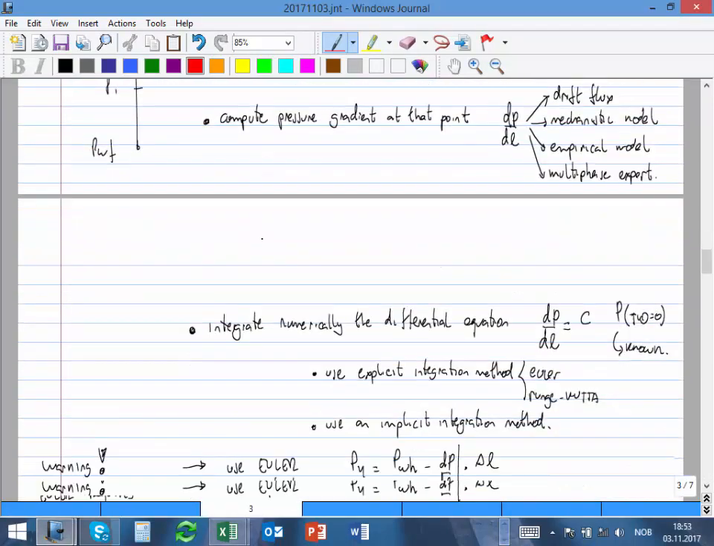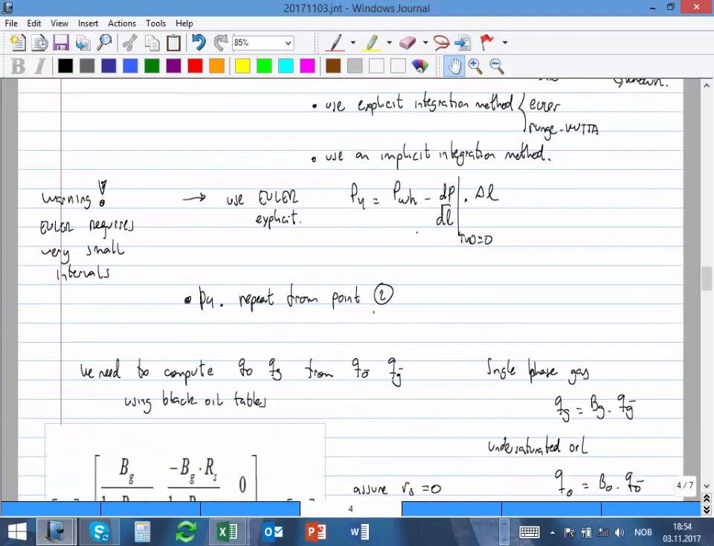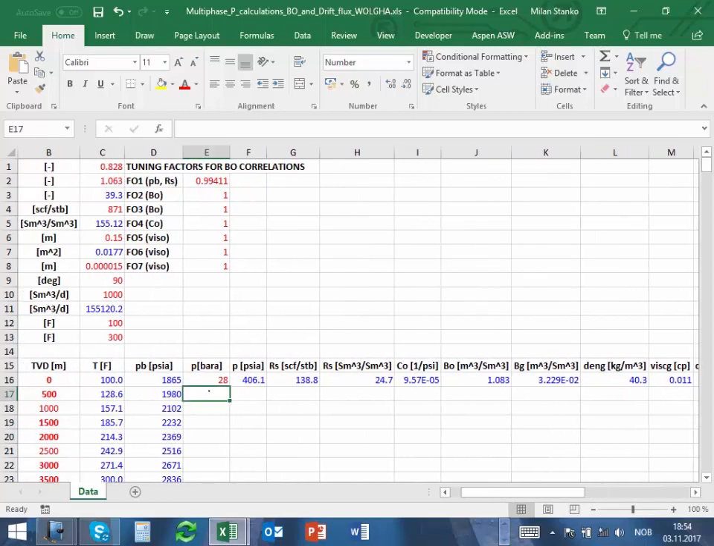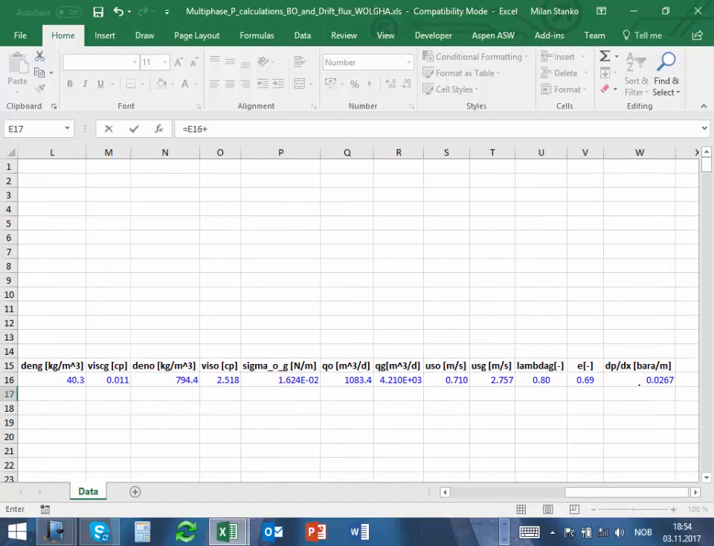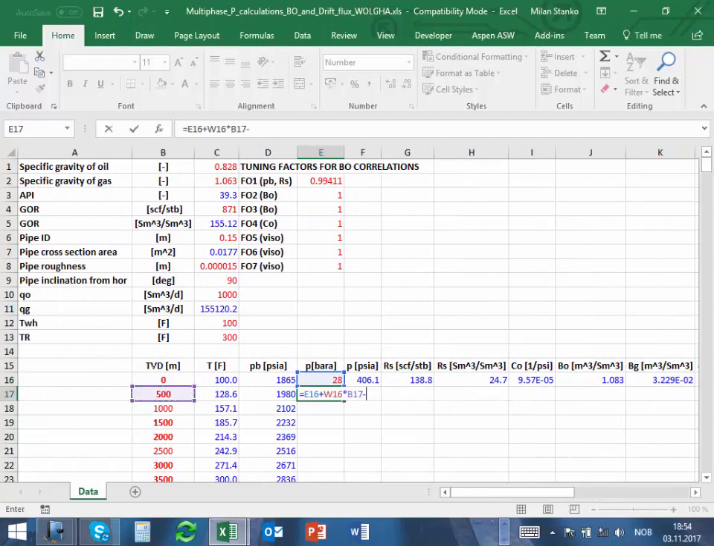We go to the next step, which was to integrate numerically the differential equation. Sounds like a very scary word, a very scary step, but actually it's just using this equation. The pressure of the point below will be the pressure of the point above plus dp dx times the distance between these 2 points. So let's do it. The pressure below will be the pressure above plus the dp dx times the difference between this one minus this one. I have remembered to put parentheses. It means that the point 500 meters below in the tubing will be at 41.4 bar.